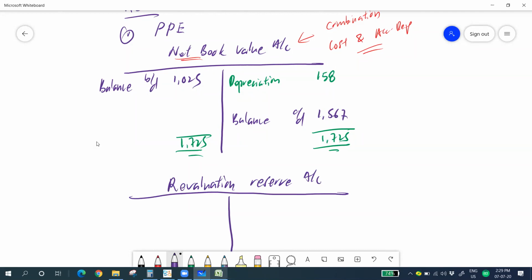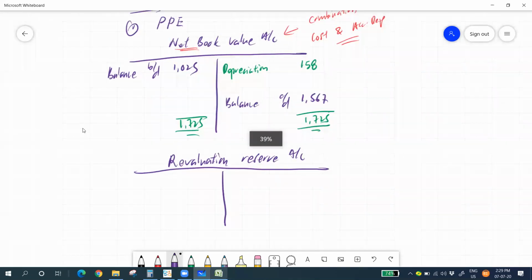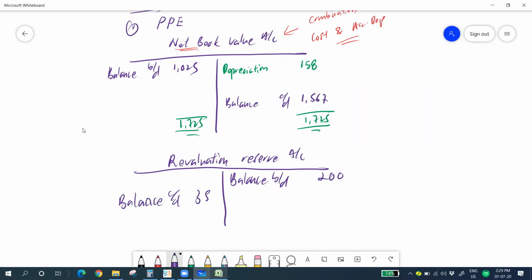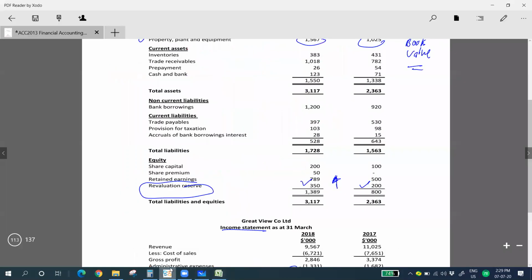Revaluation reserve is an equity. So the balance BD we write on the credit side. The balance CD we write on the debit side. All right, these are the opening balances that we extracted from the revaluation reserve in your SOFP. So we are back to here.